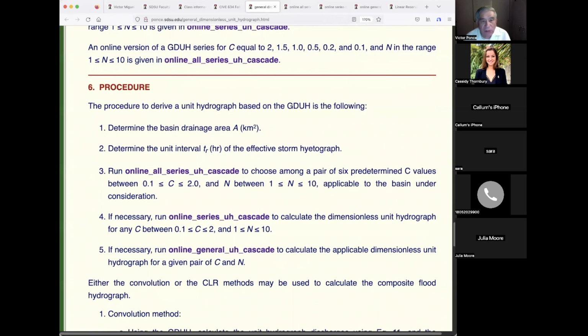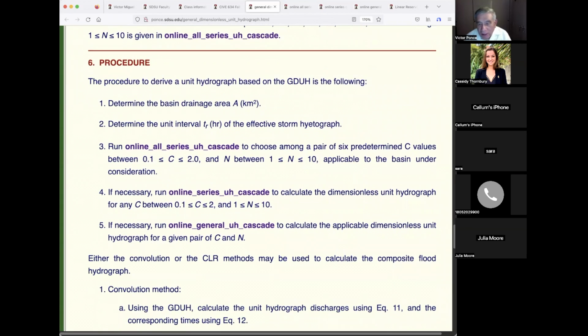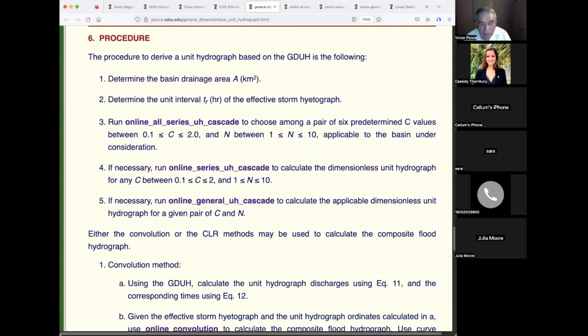The procedure to derive a unit hydrograph is the following. Determine the basin area, we know that. Determine the unit interval T sub R, or the effective storm hydrograph, which is the same as the T sub R. Run online series to choose among a pair of 6 predetermined C values. If necessary, run online series to calculate the dimensionless unit hydrograph. And if necessary, run online U to calculate applicable dimensionless unit hydrograph for a given pair of C and N.